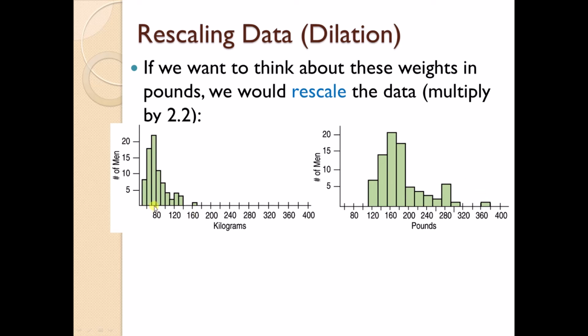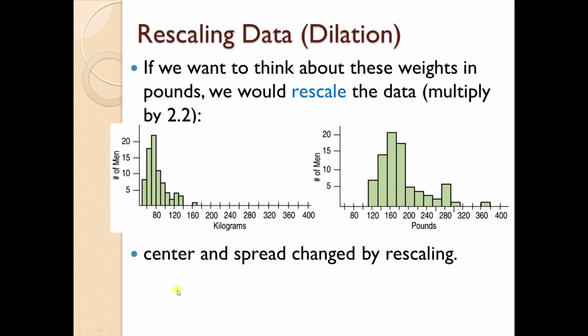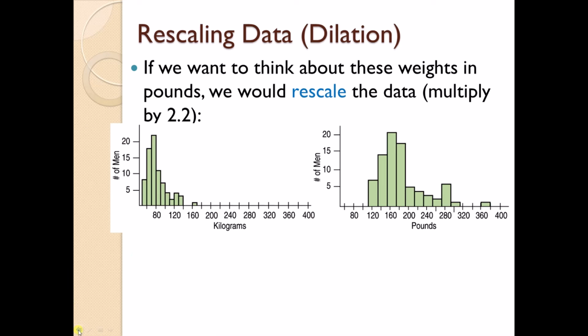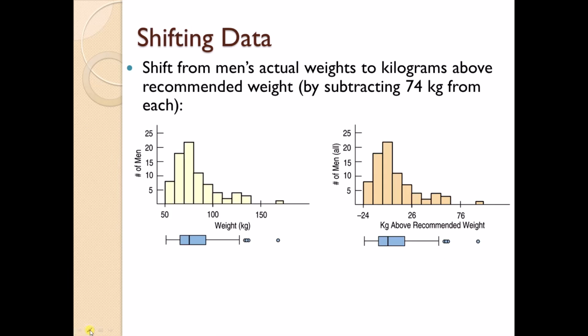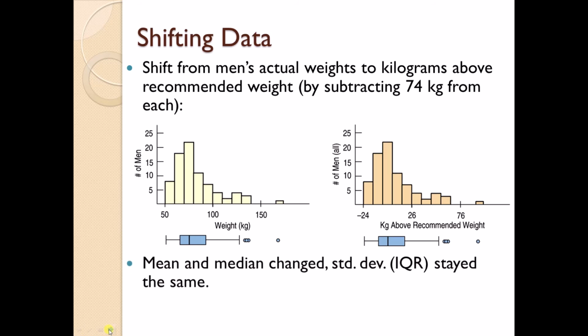It did change the mean. Let's just say the mean here is, I don't know, 80 for a balance point. Here, it's going to be more like 178 or something like that. So multiplying will change your point estimates, and it will change your spread estimates. So center and spread changed by rescaling. Rescaling is applying a multiplier, and shifting is just applying an additive constant to all of your data values.